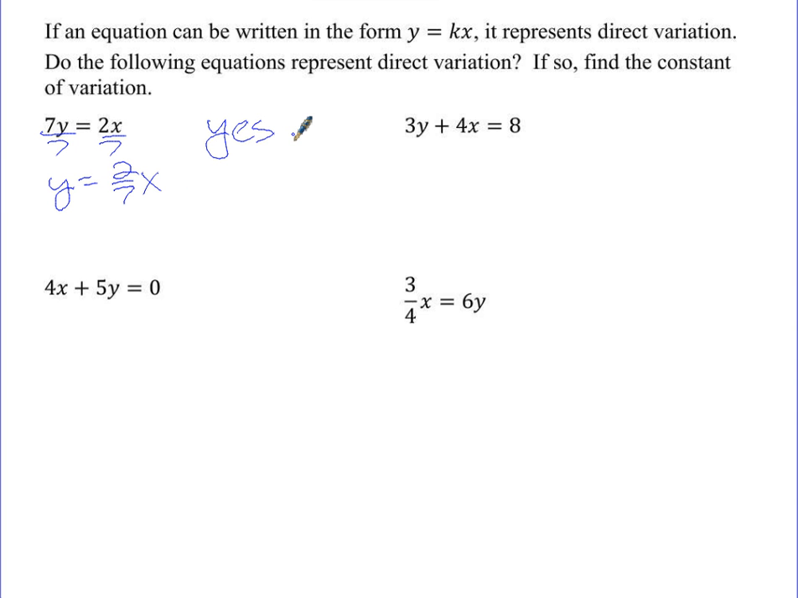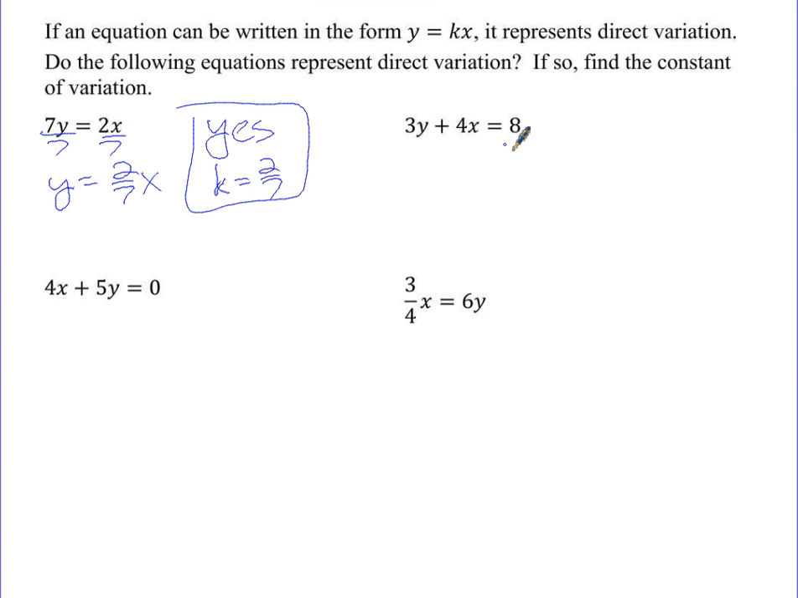Do the following equations represent direct variation? Yes, this one does. And then it says, if it does, find the constant of variation. What's the constant of variation here? 2/7. So I'm just going to write k equals 2/7. These guys here are my answer. So basically solve for y and then decide if it's direct variation or not.